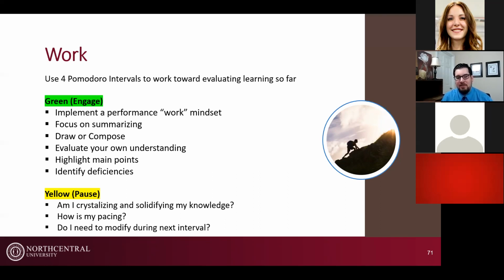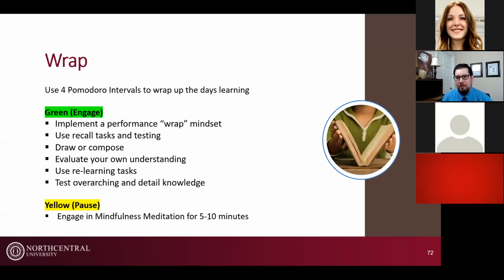When you pause, ask, am I crystallizing or solidifying my knowledge? How is my pacing? And do I need to modify during my next interval? During the wrap phase, use 4 Pomodoro intervals, again, to wrap up the day's learning. This is the last set of intervals.